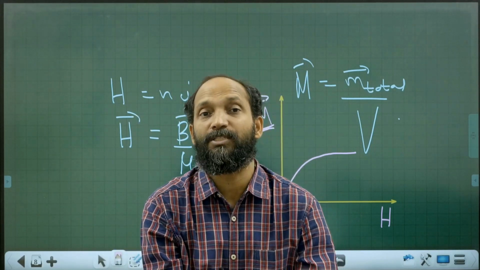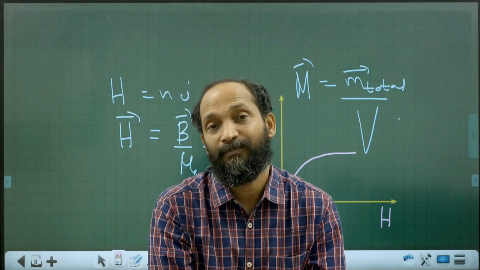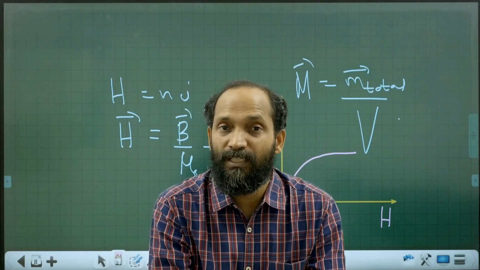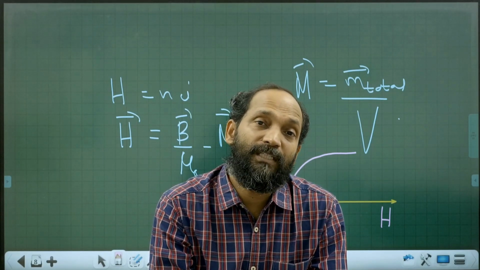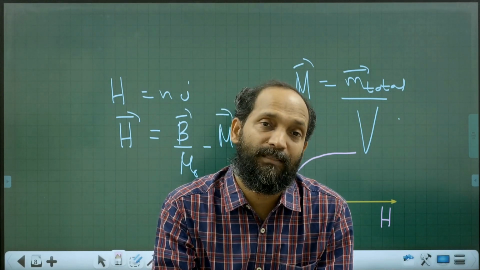But in the presence of an external magnetizing field, all the domains align, and that gives rise to a resultant magnetic field. That is why there is a large and positive magnetization for all ferromagnetic materials.